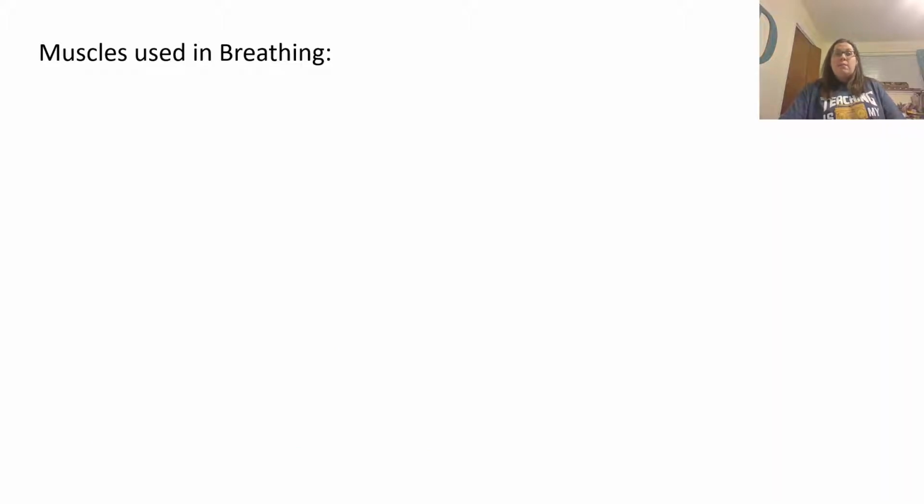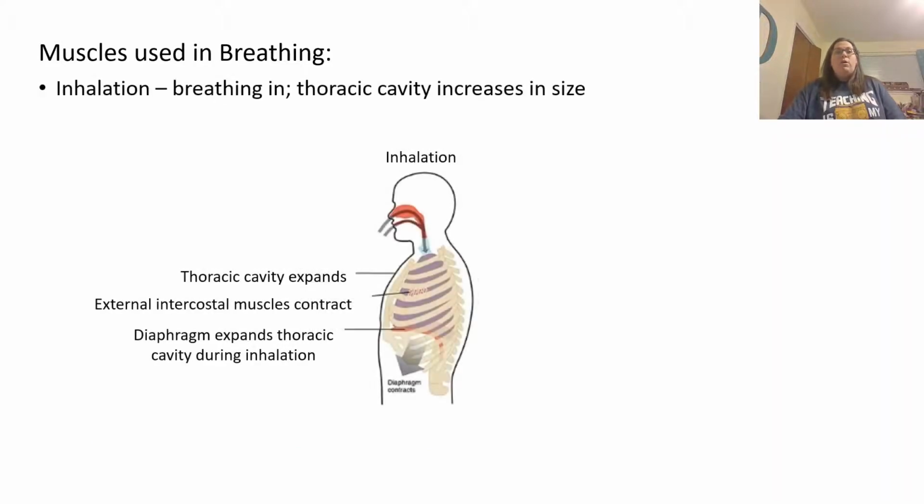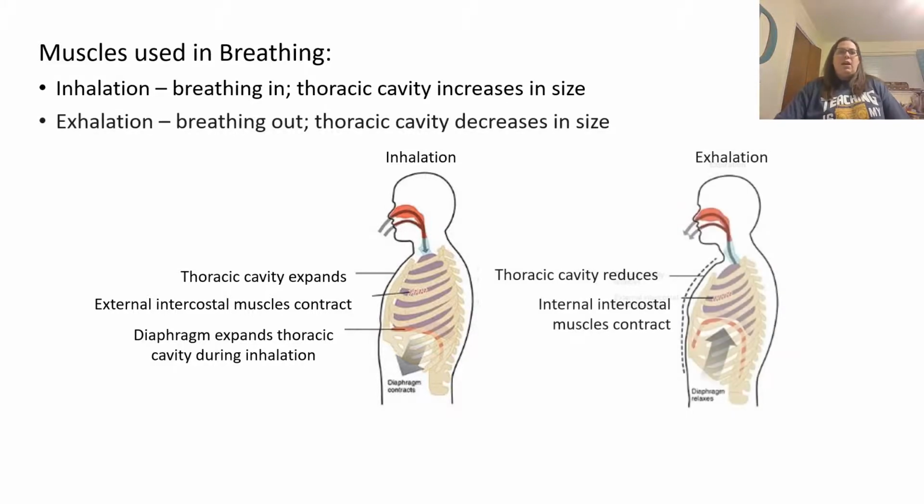All right, so now let's talk about the muscles used in breathing. When we are going to breathe in, inhalation, the thoracic cavity has to increase in size. And this is what happens when you take that deep breath in. It's going to increase the chest cavity. In exhalation, or breathing out, the thoracic cavity needs to decrease in size.